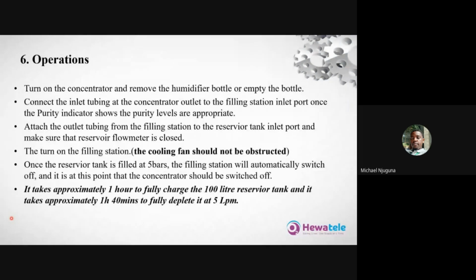And something that we should also note based on this brand is that it takes approximately 1 hour to fully charge the 100-liter reservoir tank. And it takes approximately 1 hour 40 minutes to fully deplete it at 5 liters per minute of use.